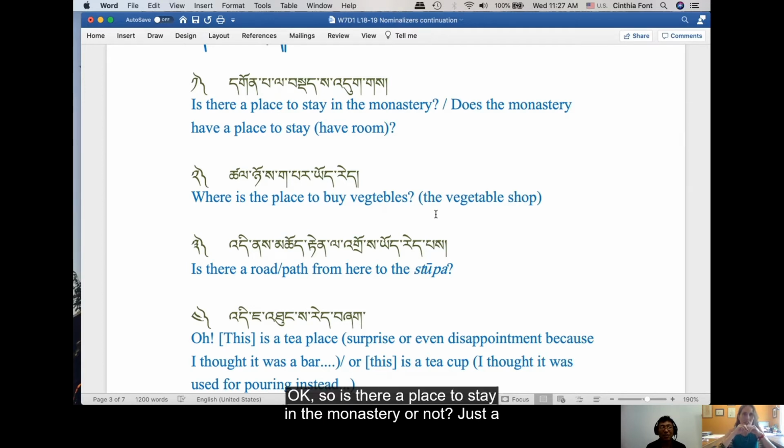So, is there a place to stay in the monastery, or not just a place to stay? Here I just translated that, but now you know that. Let's say you walk into a monastery and it is full of people. Maybe the Lama is giving a wang, an empowerment, and there are so many people, right? And you're trying to find a seat so that you can sit there and receive the teachings or the wang and be there for a little while.